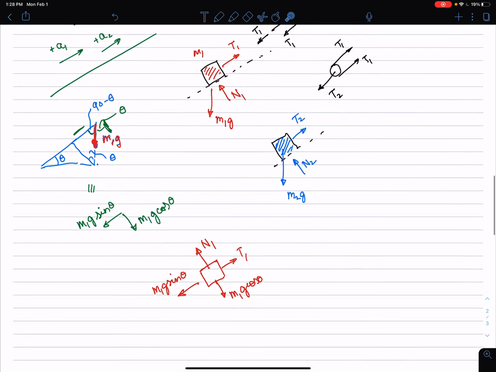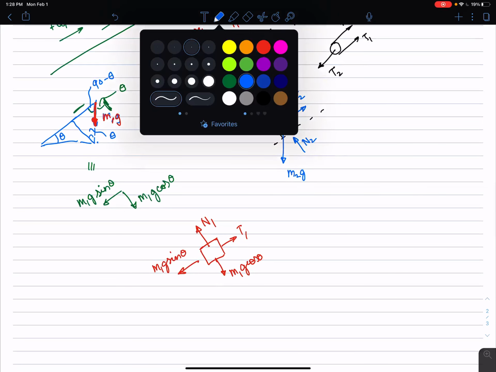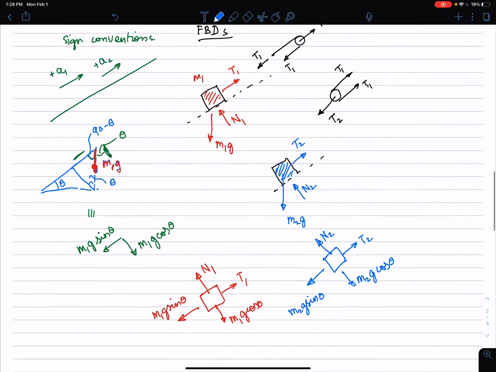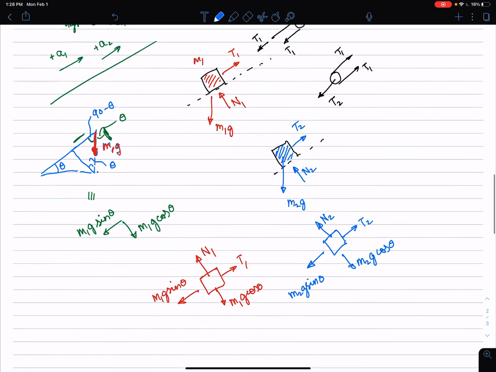Similarly, for the second mass, we have m2g cosine theta, m2g sine theta, normal reaction N2, and tension T2 pulling it up, okay? So these are the free body diagrams.